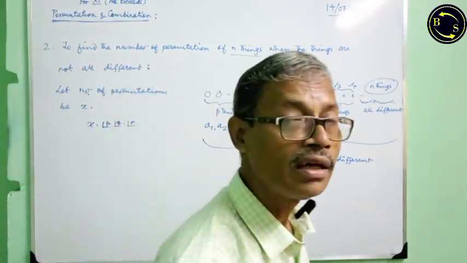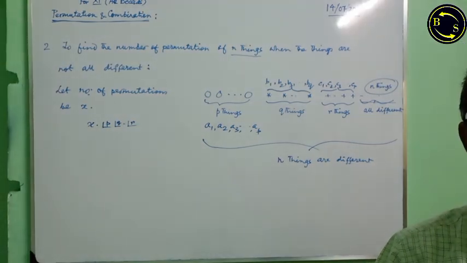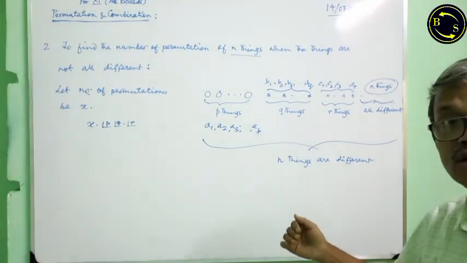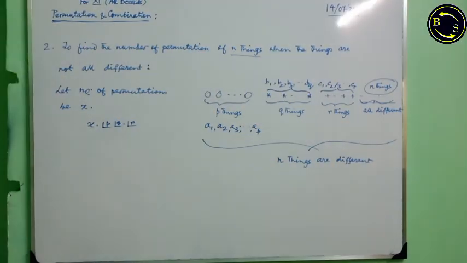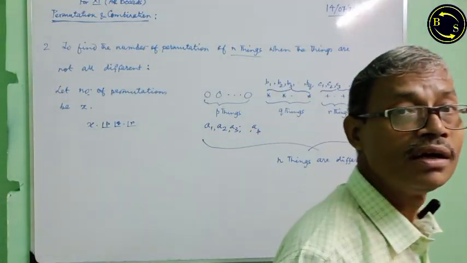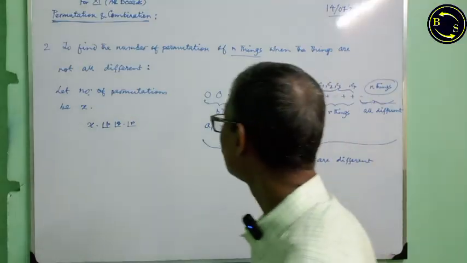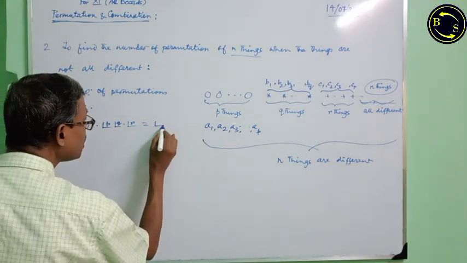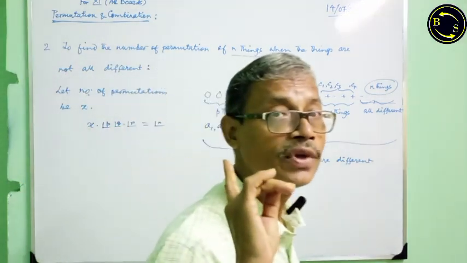That means we are taking different articles, different things, different objects. Now if we take all these things together, the total number of permutations will be how many? Factorial n. Therefore, this product is equal to factorial n. Students, you follow this? Very interesting.